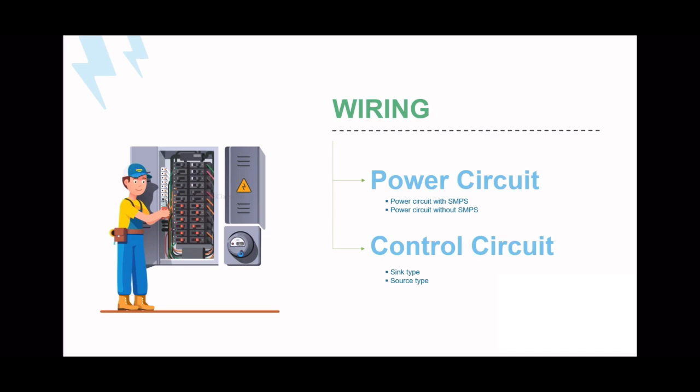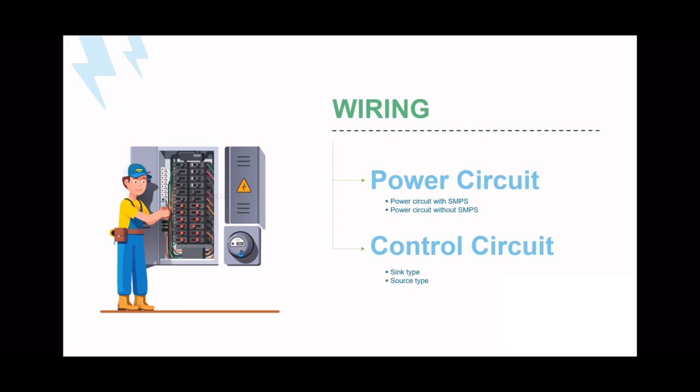For the power circuit, we go through the PLCs and classify them as with SMPS and without SMPS. For the case of a PLC with SMPS power supply, we use the power circuit with SMPS, which means the PLC works with 230 volt AC. But in the case of 24 volt DC, you can use the without SMPS power supply. That means you give 24 volt directly to the PLC.